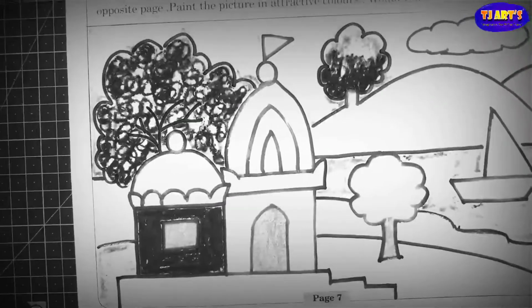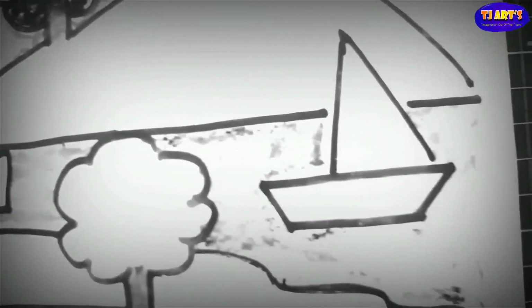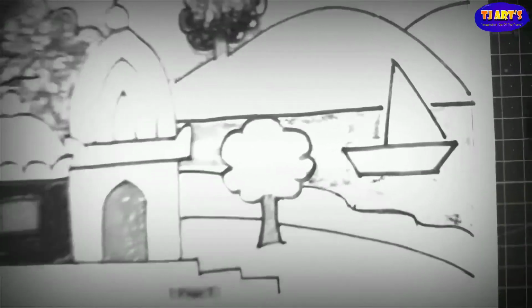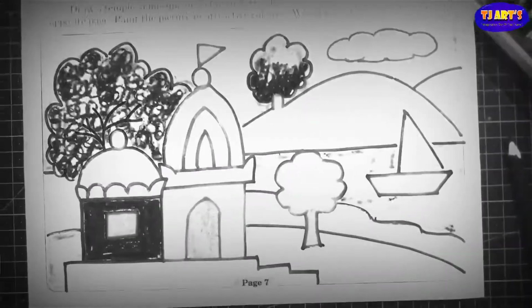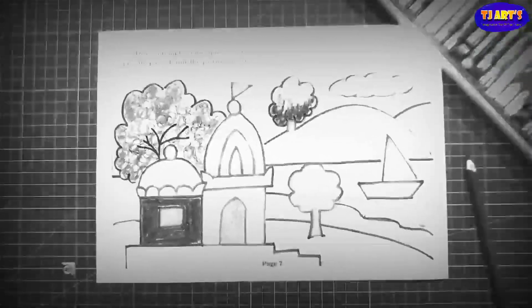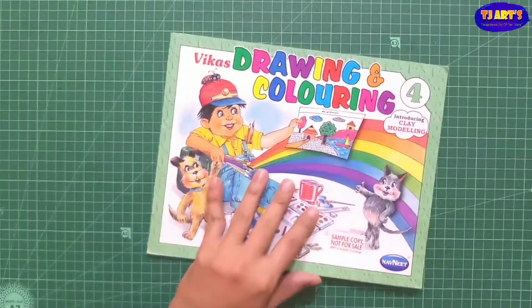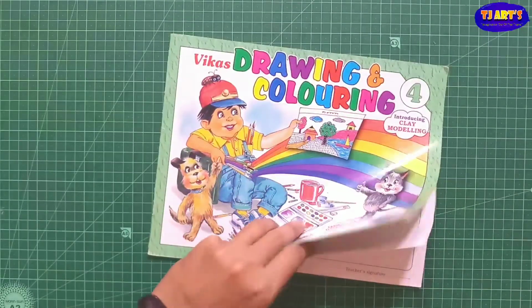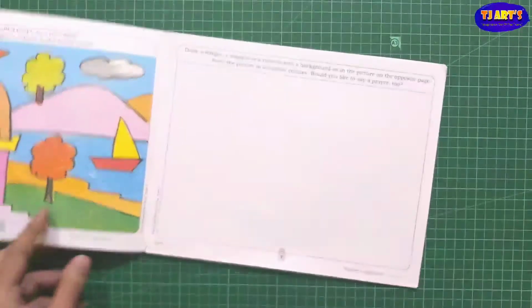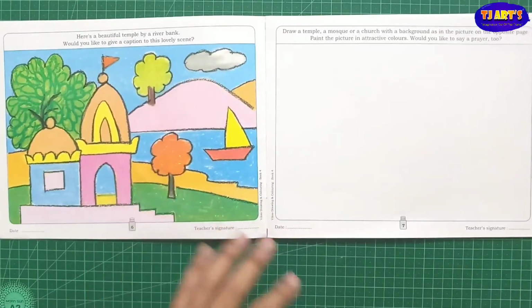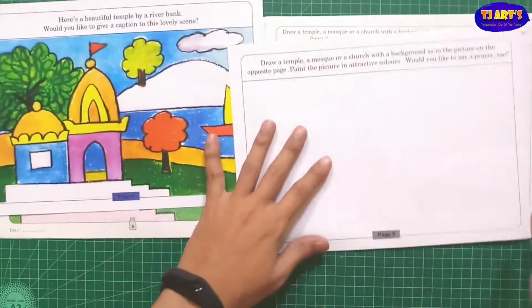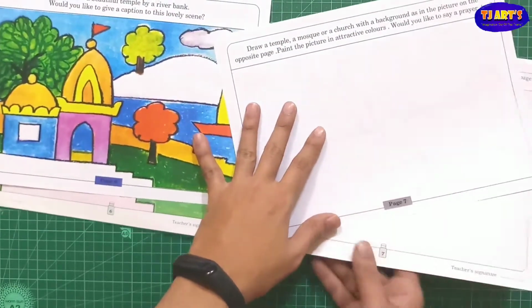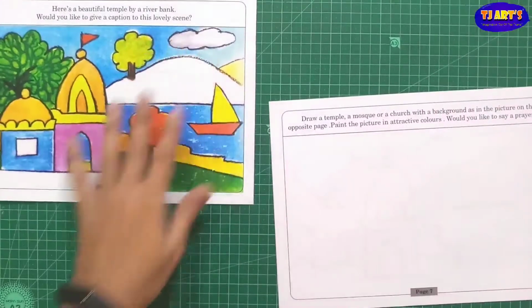Hello everyone. Today we are going to solve page number 7 from Vikas Drawing and Coloring book, class 4th. On this worksheet, I am going to show you how to draw. Here, as you can see on page number 6, already one drawing is given. Today we are going to copy that.